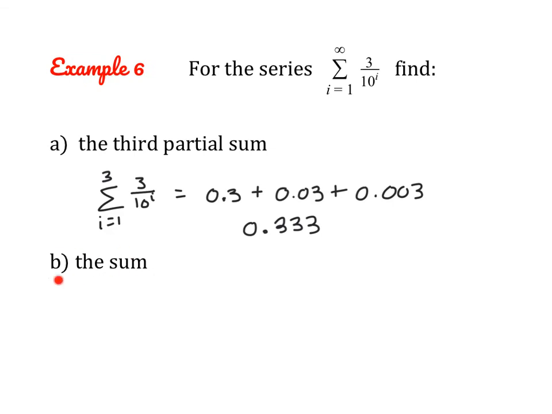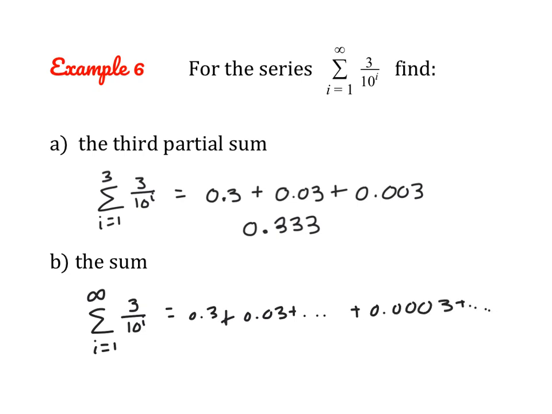Now, for part B, they actually just want you to find the infinite sum. So imagine we continued this pattern of 0.3 plus 0.03, and then we just keep adding zeros, right? And then we just continue that on. You might guess that what we end up with is 3, 3, 3, 3 repeated. And this is actually a decimal that we know very well. It is 1/3. So the sum of this infinite series is 1/3.